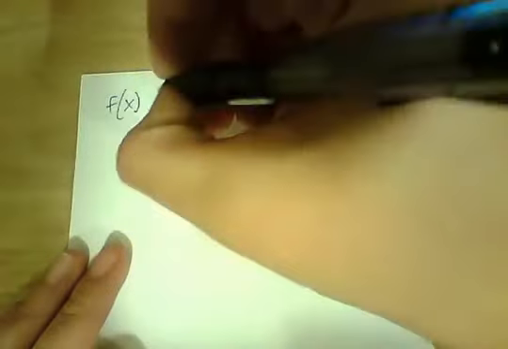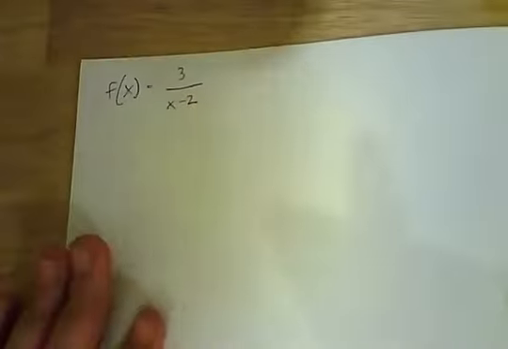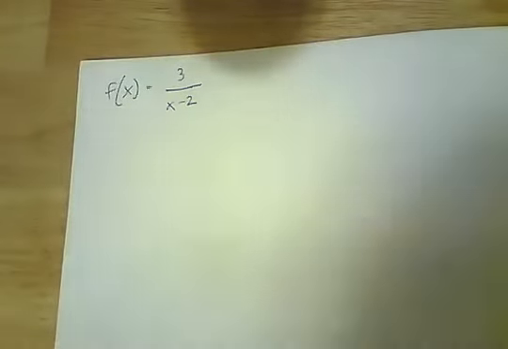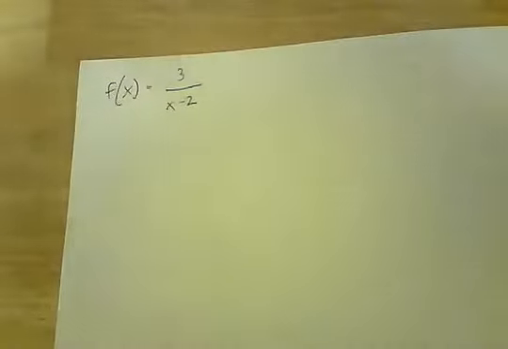So, the first thing that we should do is go over an example like this. Let's consider the function f of x equals 3 over x minus 2. And what we're going to do right now is look at our table. We can look at this numerically first. We can look at the table of this function.